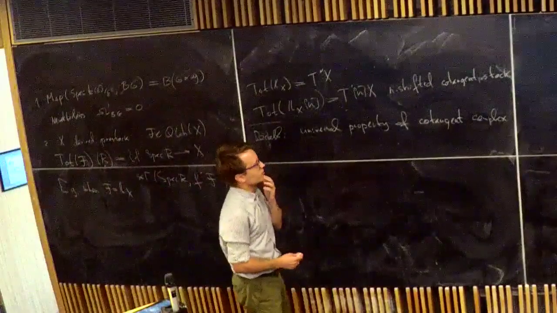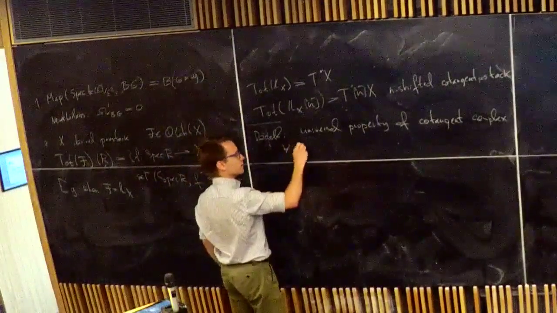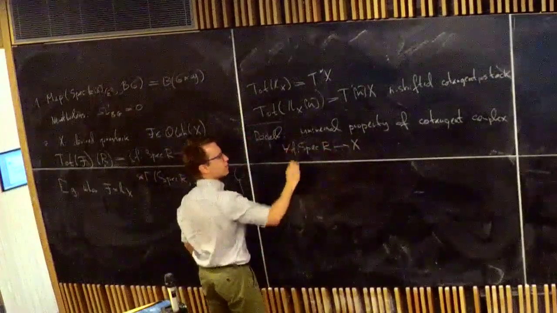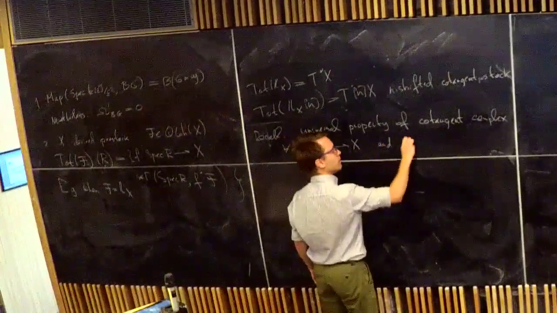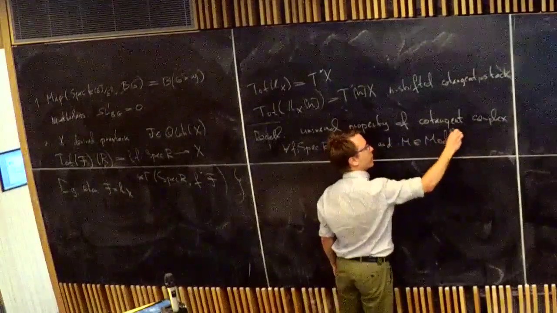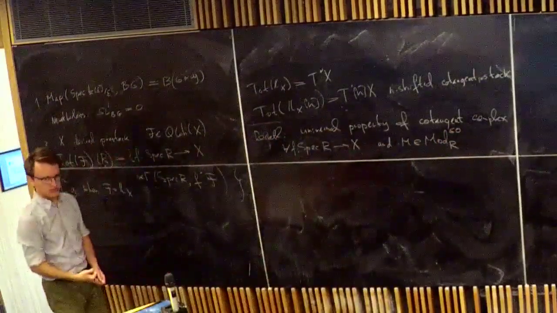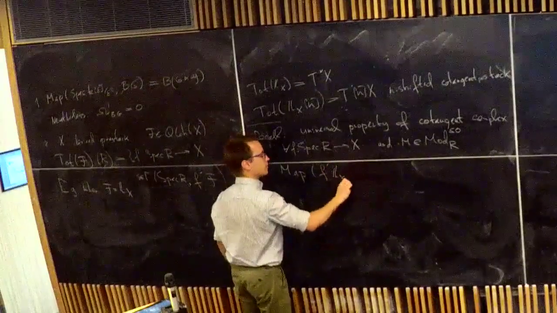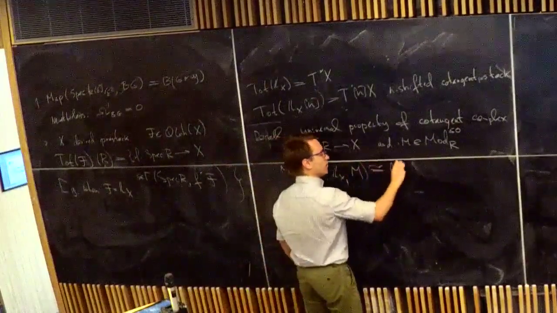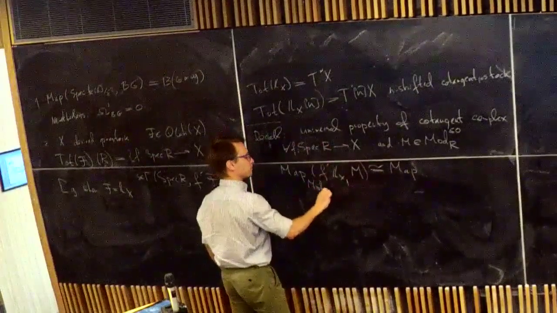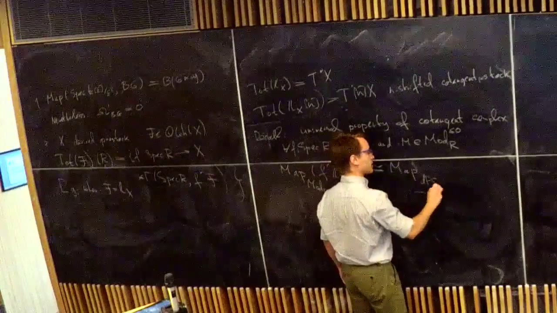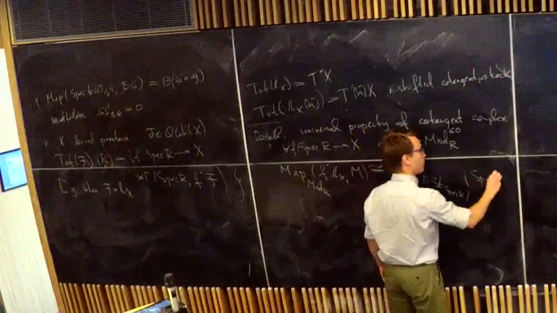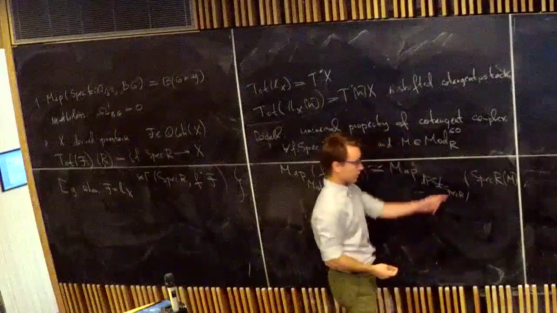Okay, so the universal property of the cotangent complex is the following. For any affine map into X, and a connective R module, so a DG R module concentrated in positive cohomological degrees, maps from the pullback into M, maps in R modules, are the same as maps in derived pre-stacks. I could do a map from Spec R, maps from the square zero extension.